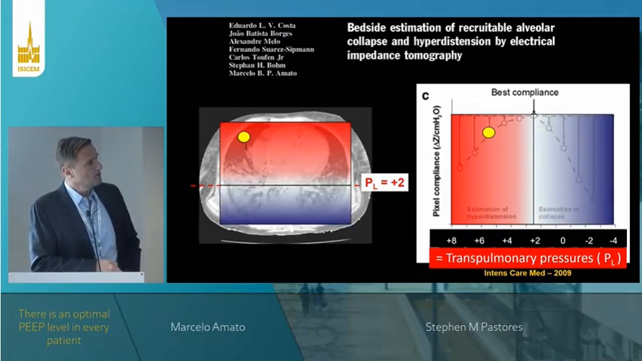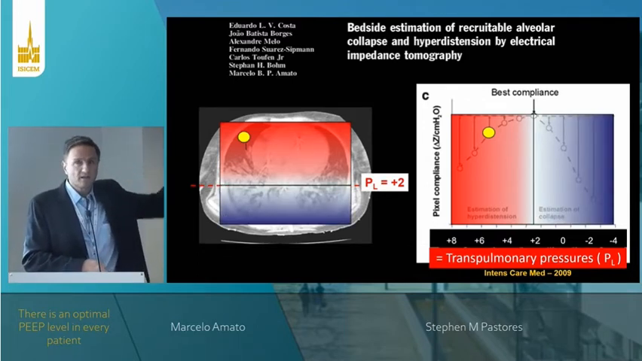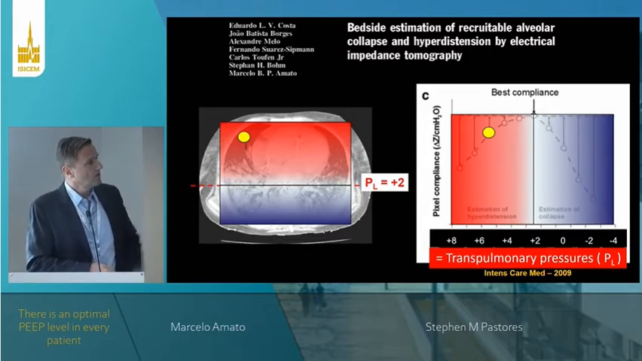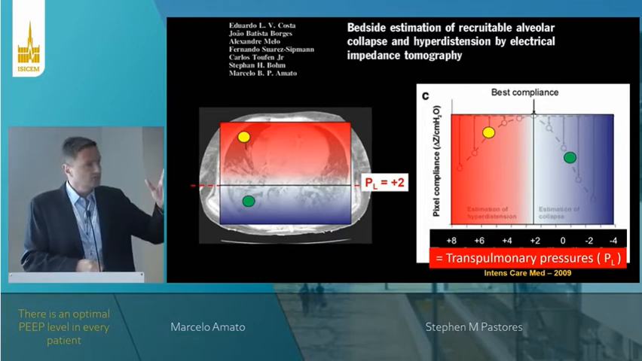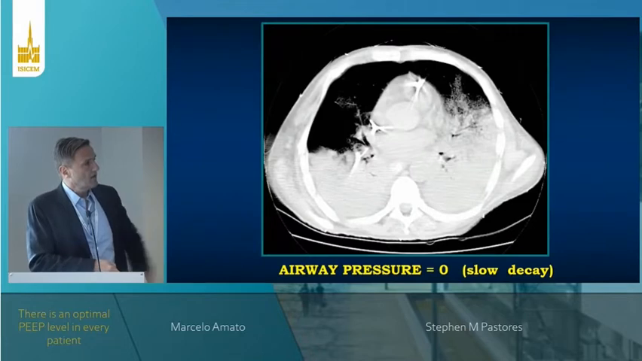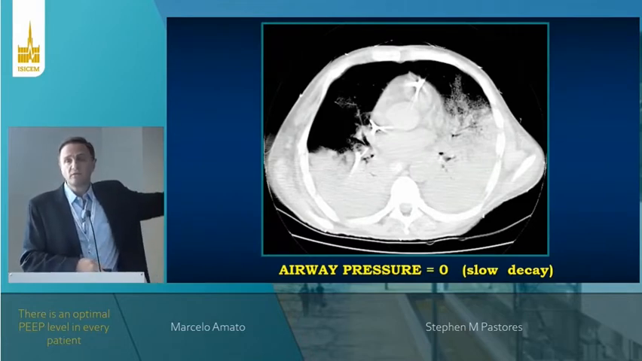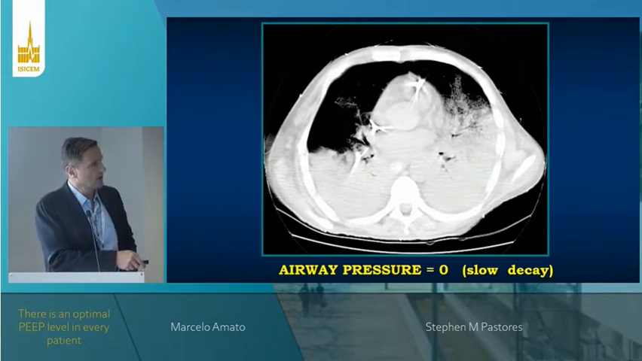And all the pixels below this set level of superimposed pressure are going to be in the collapsed zone. And indeed, this CT is proving that this is the fact. Every time I see a CT like this, I know that the transpulmonary pressures here are negative.